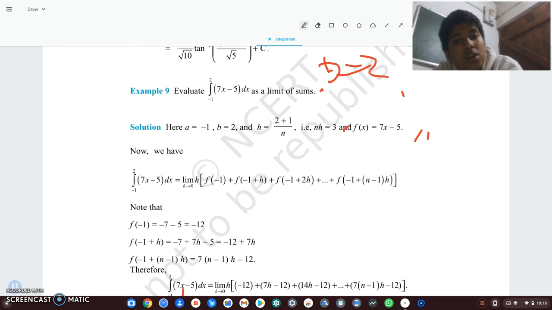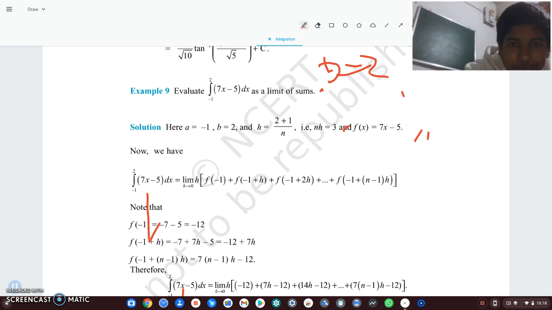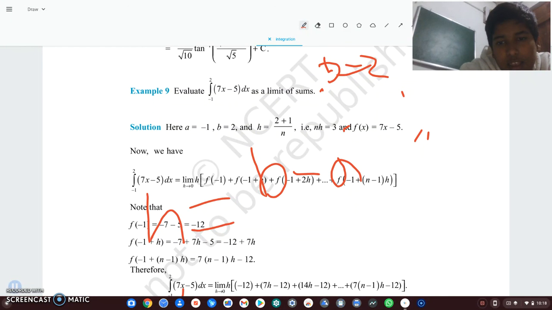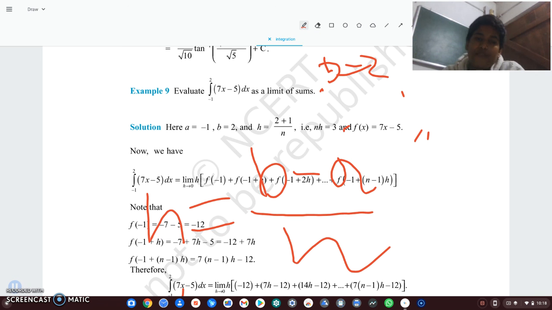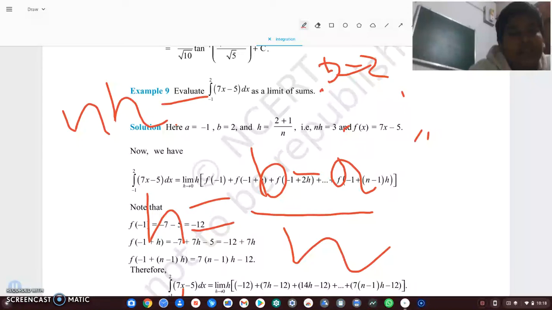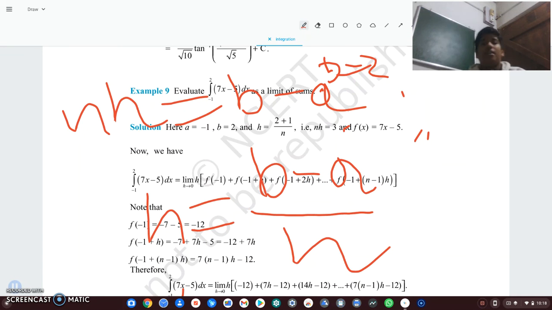So h is b minus a upon n. If we write nh, what would be nh? nh would be b minus a. And what is b minus a? We have the value of b and a. b is 2.